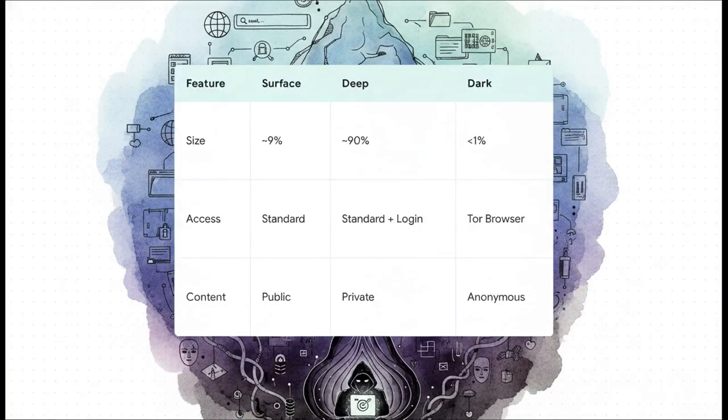So, let's summarize our descent by quickly recapping the key differences across the 3 layers. The surface web is public, accessible to anyone with a standard browser, and surprisingly small. The deep web is massive, over 90% of the web, and it requires standard browsers plus logins to access your private everyday content. And finally, the dark web is just a tiny fraction of a percent. It requires specialized tools like Tor, and it functions entirely on the principles of secrecy and anonymity.